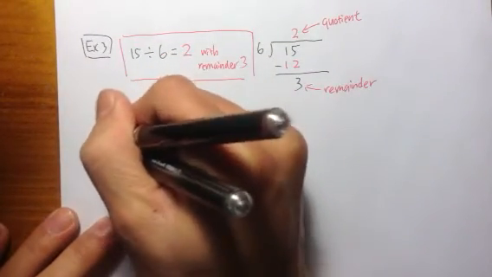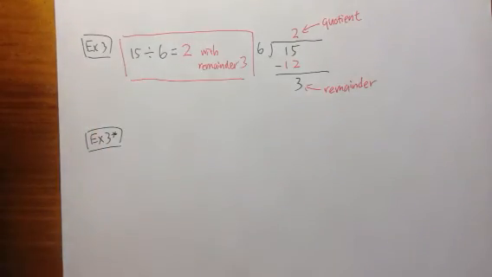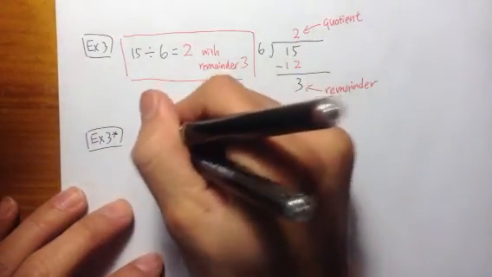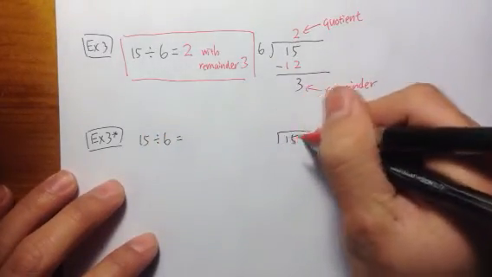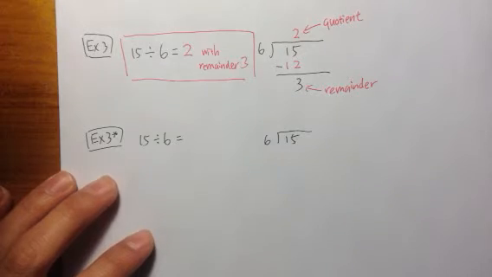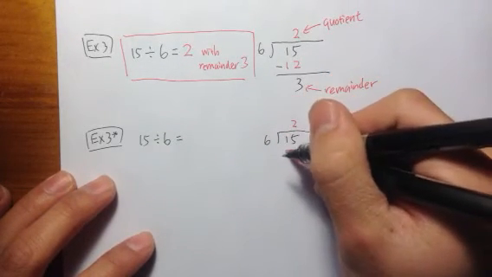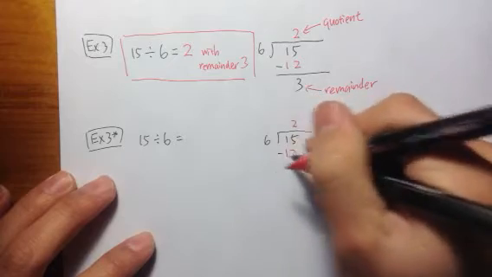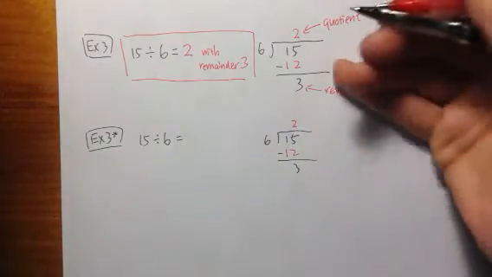Well, let's look at example 3 again, but let's see how we can do this in another way. So 15 inside, 6 outside. 6 goes into 15 twice. 2 times 6, we get 12. And then you subtract 15 minus 12, you get 3. Right? Exactly what we did earlier.